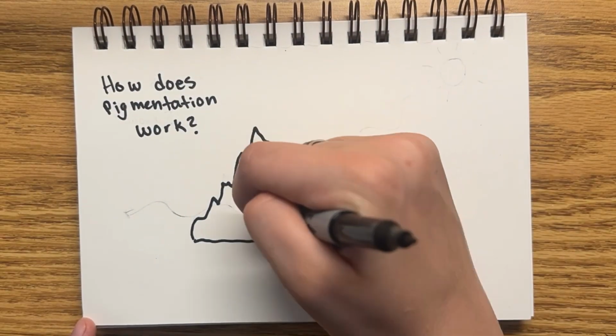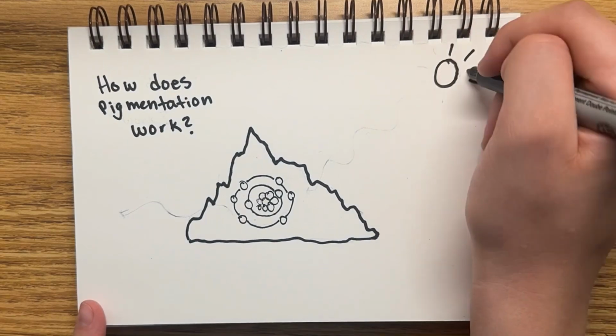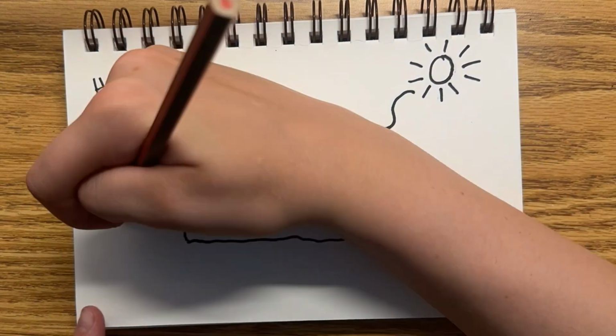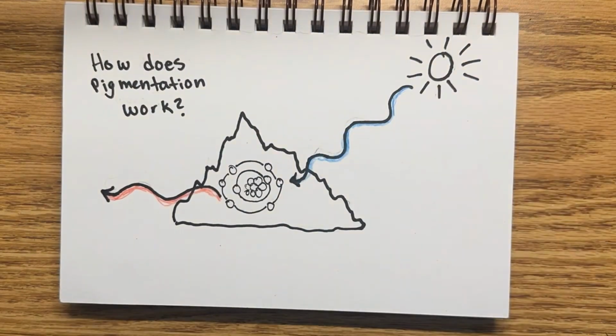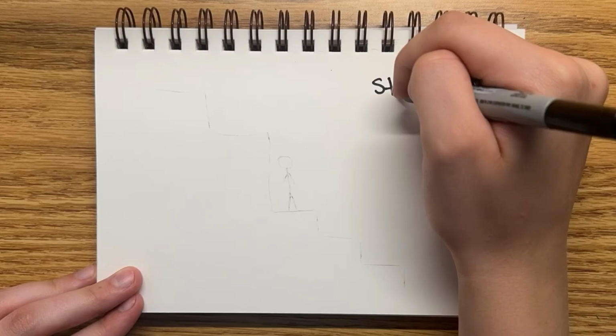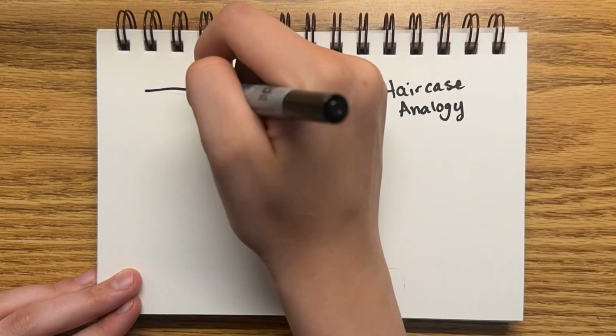When light hits ochre, photons interact with the electrons of the iron oxide molecules. Electrons are subject to the quantization of energy. This means they are located at discrete energy levels. This concept can be better understood using the staircase analogy.